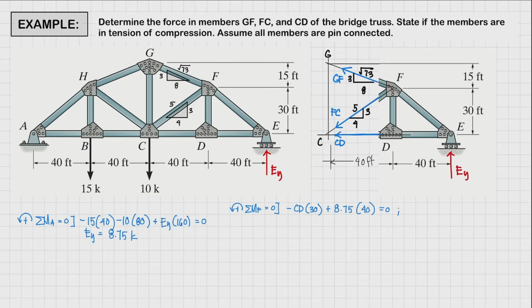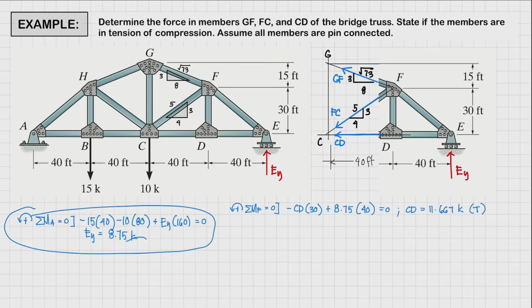Now we have one equation, one unknown. We're going to solve for CD, and it's going to be equal to 11.667 kips. So it's positive, that means it is under tension. Alright, so maybe we could move this a bit so that we could have more space.